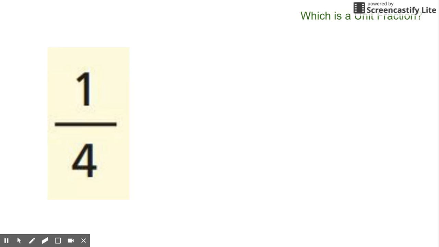Oh, Zach has talked about those. Aren't those fractions that have a 1 on top? Yes, unit fractions are fractions that have a 1 as the numerator, or the number above the fraction bar, and any other whole number as the denominator.